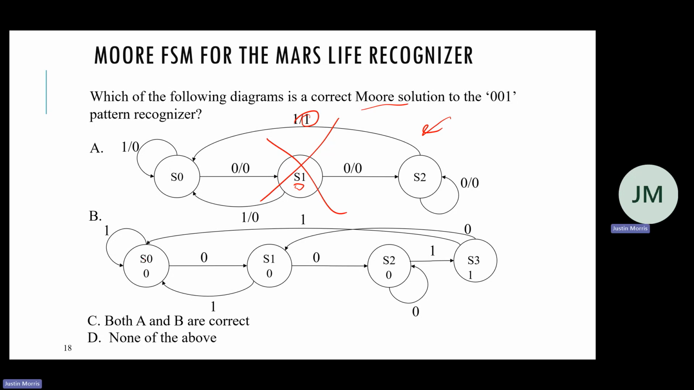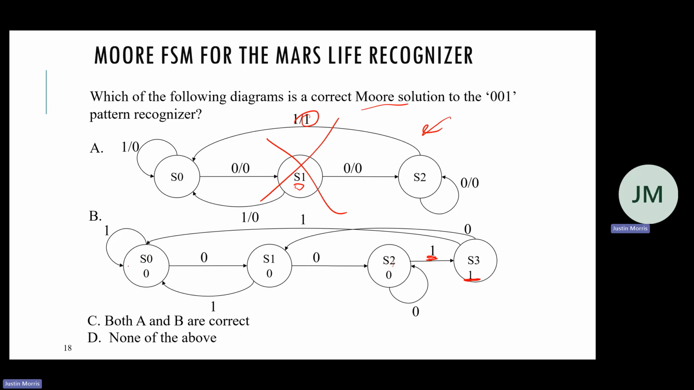So S0, my output 0. If I see 1, 0, I go to S1. So S1 means I've seen 1, 0. If I see another 0, I go to S2. S2 means I've seen 2 zeros. And then if I see a 1, I go to S3. So S3 means I've seen 0, 0, 1. And then we can just check that the other transitions are right.